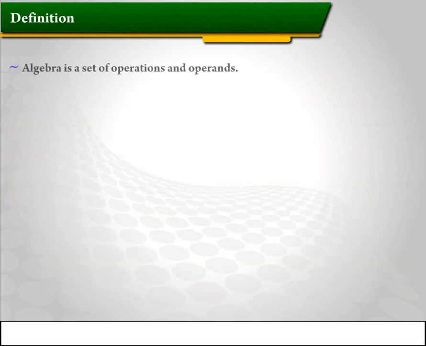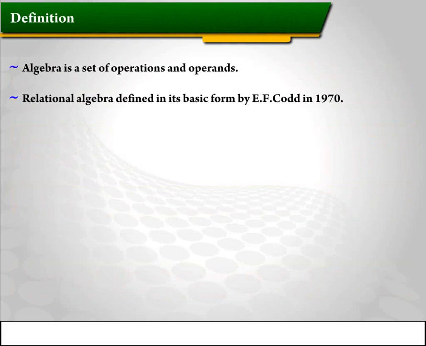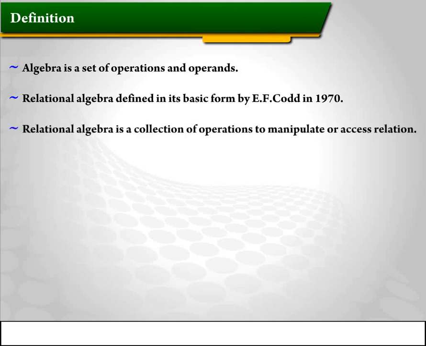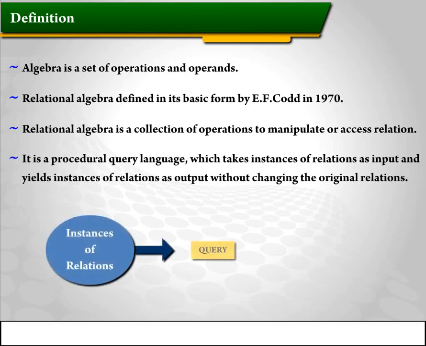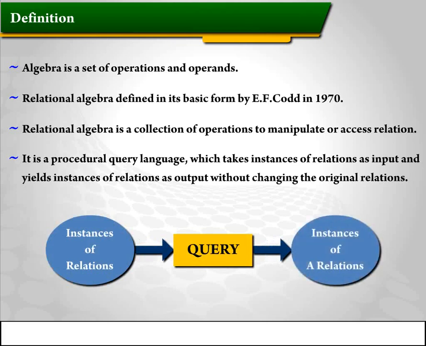Definition: algebra is a set of operations and operands. Relational algebra was defined in its basic form by E.F. Codd in 1970. Relational algebra is a collection of operations to manipulate or access relations. It is a procedural query language which takes instances of relations as input and yields instances of relations as output without changing the original relations.